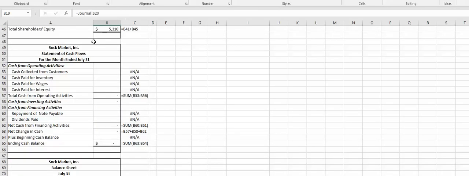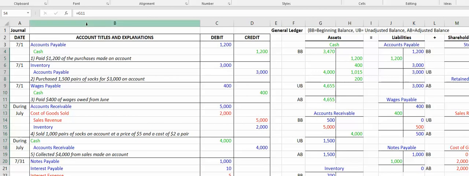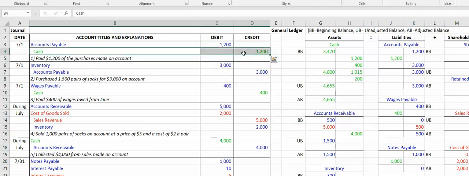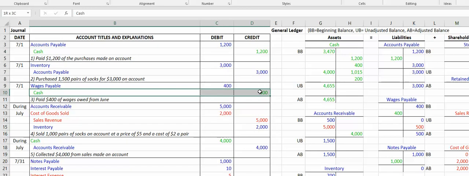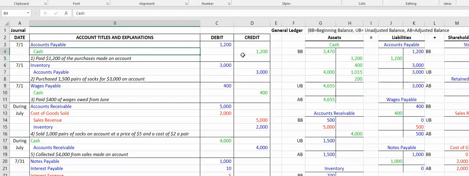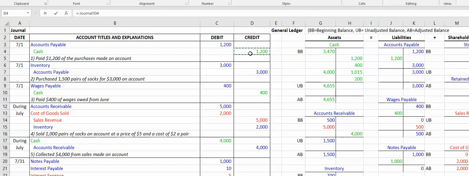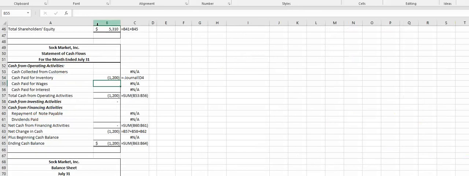Now cash flows I'll do with you. I would go over to your journal and look for anytime you debit or credit cash, because what we've got to see is that we come down to cash flows that looks like this in the end. So here we go. We have cash being paid $1,200. That's paying for our purchases made on account. That's our buying of inventory. So I'm going to go equal minus, and I'm going to go click on that credit. That's why I have it as a minus.